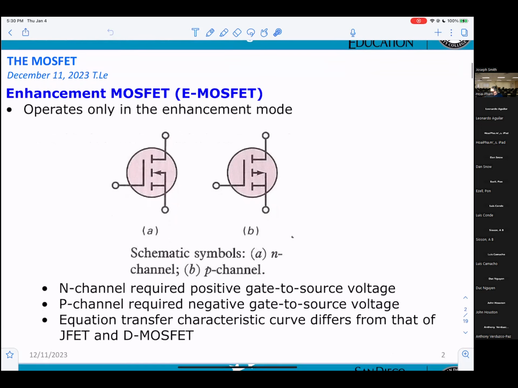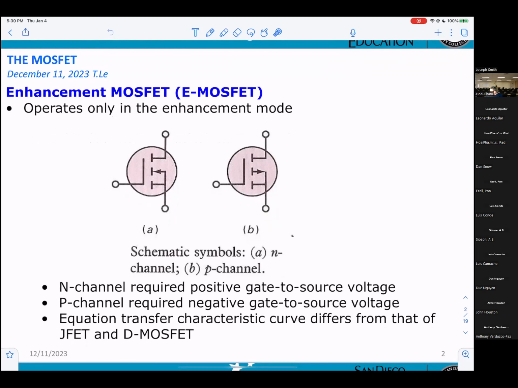N channel requires positive gate to source voltage. That means you apply positive to the gate here. P channel requires negative gate to source voltage here. The equation and transfer characteristic curve differ from that of the JFET and the D MOSFET. So basically the E MOSFET works a little differently from the JFET and the D MOSFET.